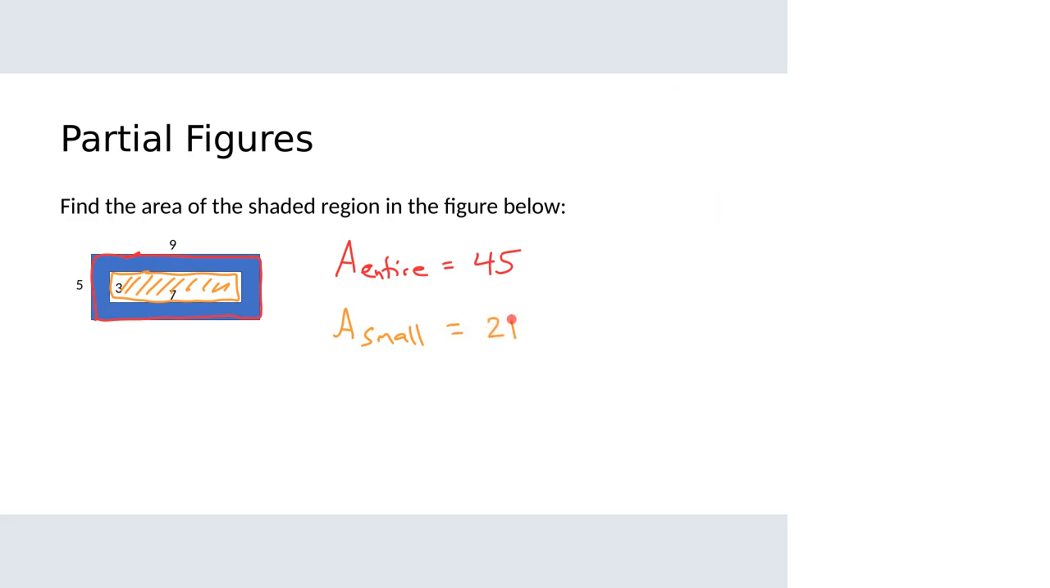So if the area of the small is 21, we can subtract and have 45 minus 21. The area of the shaded part is 24.